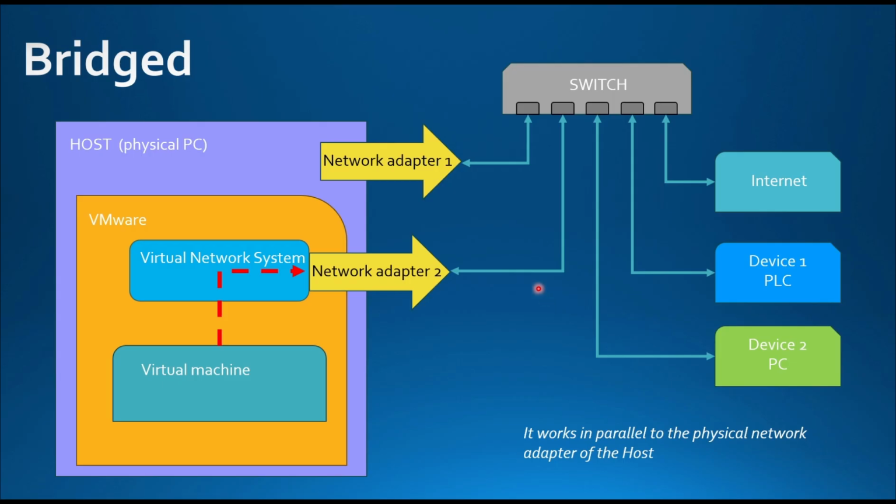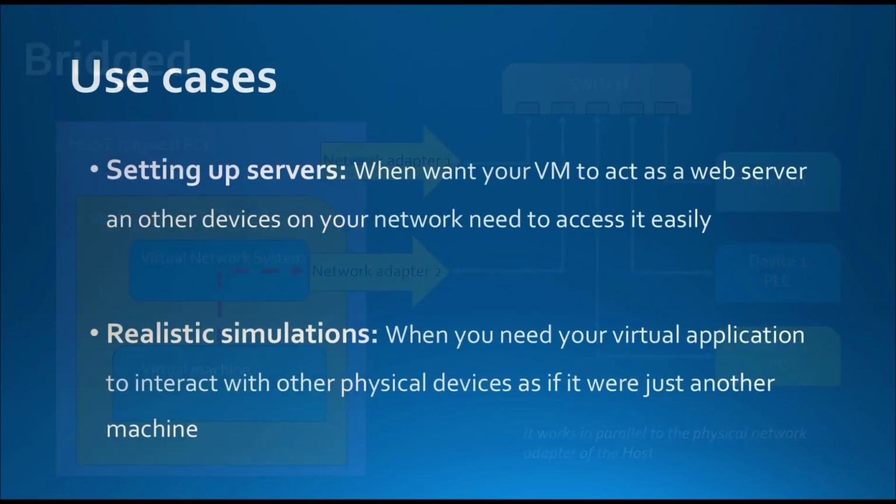In the diagram, we can see that both device 1, the PLC, and device 2, another PC, are connected to the same switch. From the perspective of these devices, our virtual machine is just one more computer on the network, at the same level as our physical PC. As the network adapter works in parallel to the host's physical network card, the virtual machine does not pass through the network layer of the host operating system, the host, but rather directly shares the physical connection, allowing it to be fully visible to other devices on the local network.